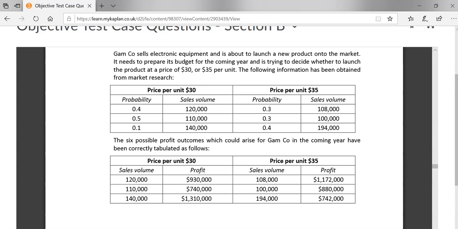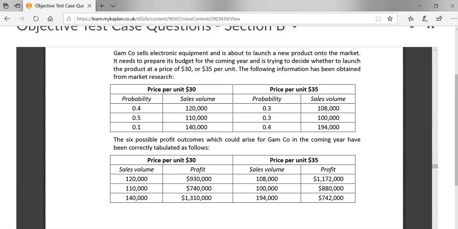So this person has a couple of options: sell this thing for £30 or sell it for £35. The scenario is that if we sell it at 30, at these volumes, we get these profits. If we sell it at 35, at these volumes, we get these profits. And there are probabilities, of course, attached to this.